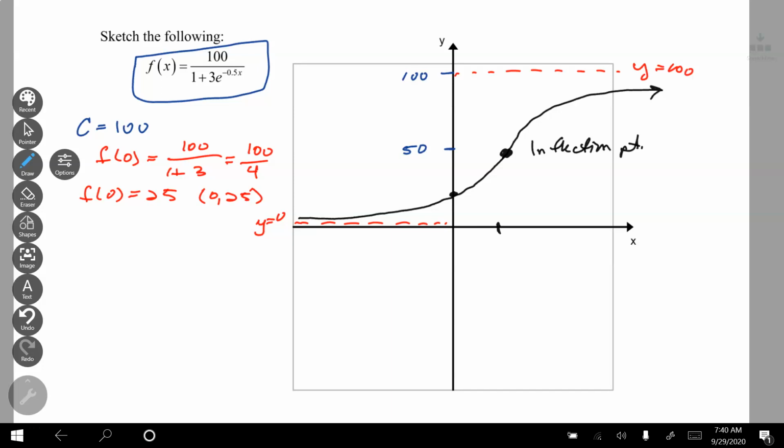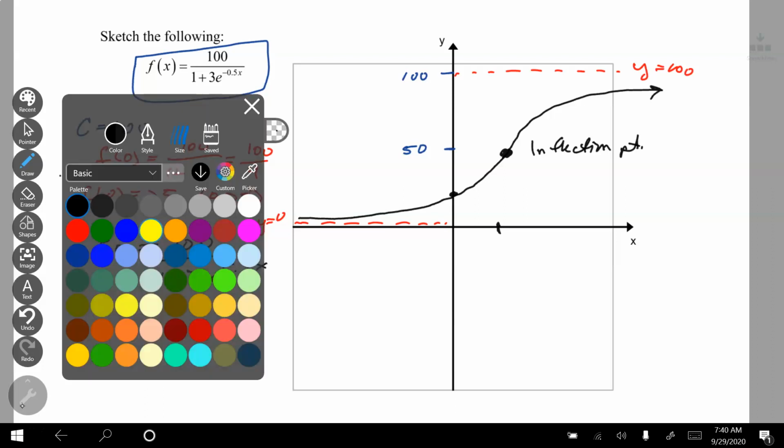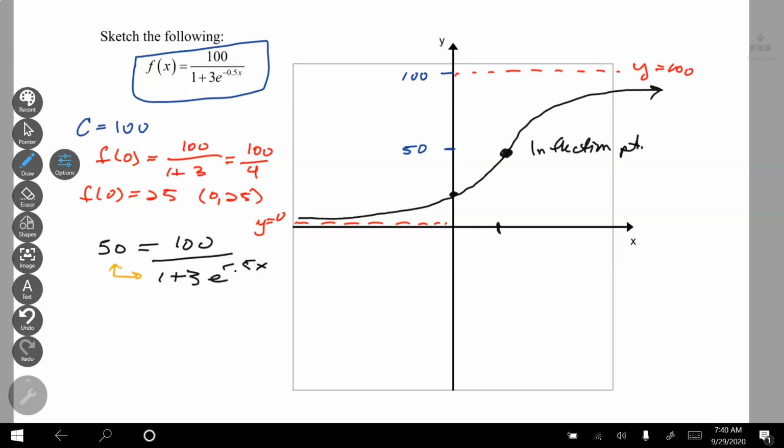I don't know what this x value is. So if I use my calculator, I go 50 equals 100 over 1 plus 3e to the negative 0.5x. Like I said, I can flip-flop these two, get 1 plus 3e to the negative 0.5x is equal to 100 over 50, which is just 2. I can subtract the 1. 3e to the negative 0.5x is equal to 1. I can divide by 3. So I get e to the negative 0.5x is equal to 1/3.